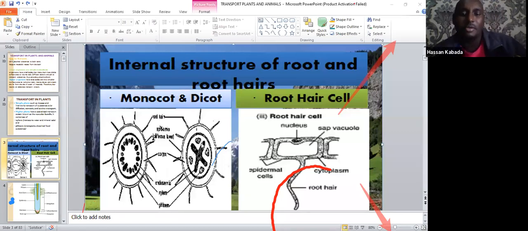Then we have the dicotyledonous root internal structure. Of course, this one is known by the star-shaped xylem at the middle here, and now we have the phloem in the arms of the xylem arranged in that order. So this shows this is the internal structure of the dicotyledonous root. So of course there's that aspect of differentiating between these two.